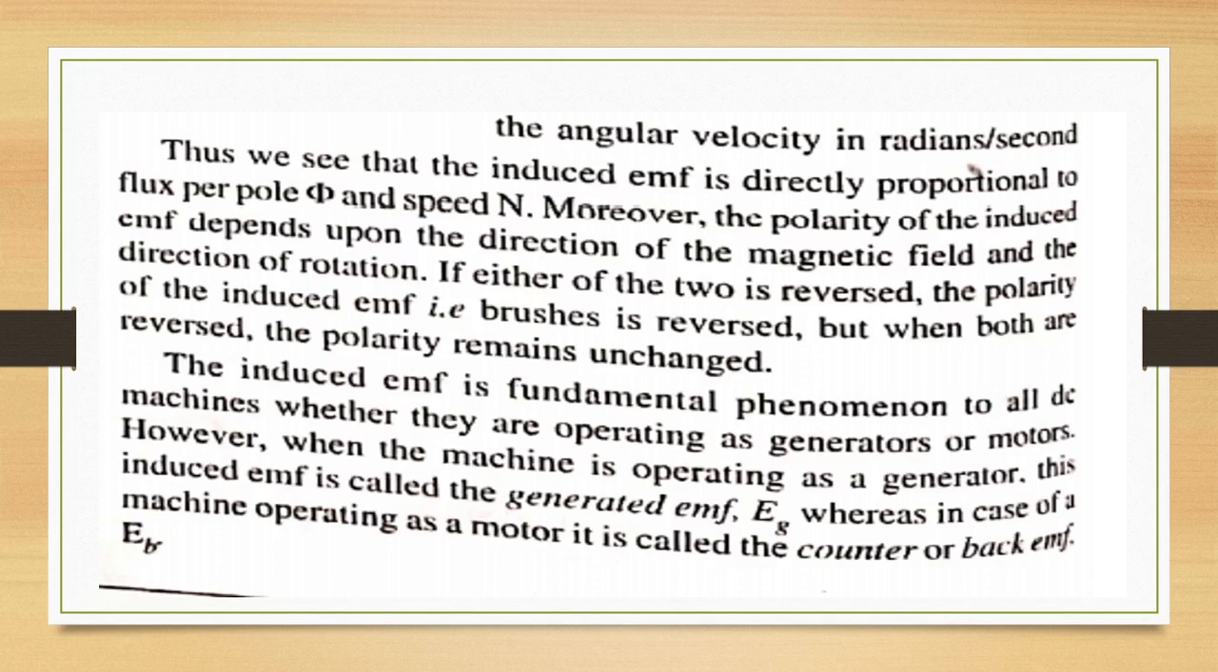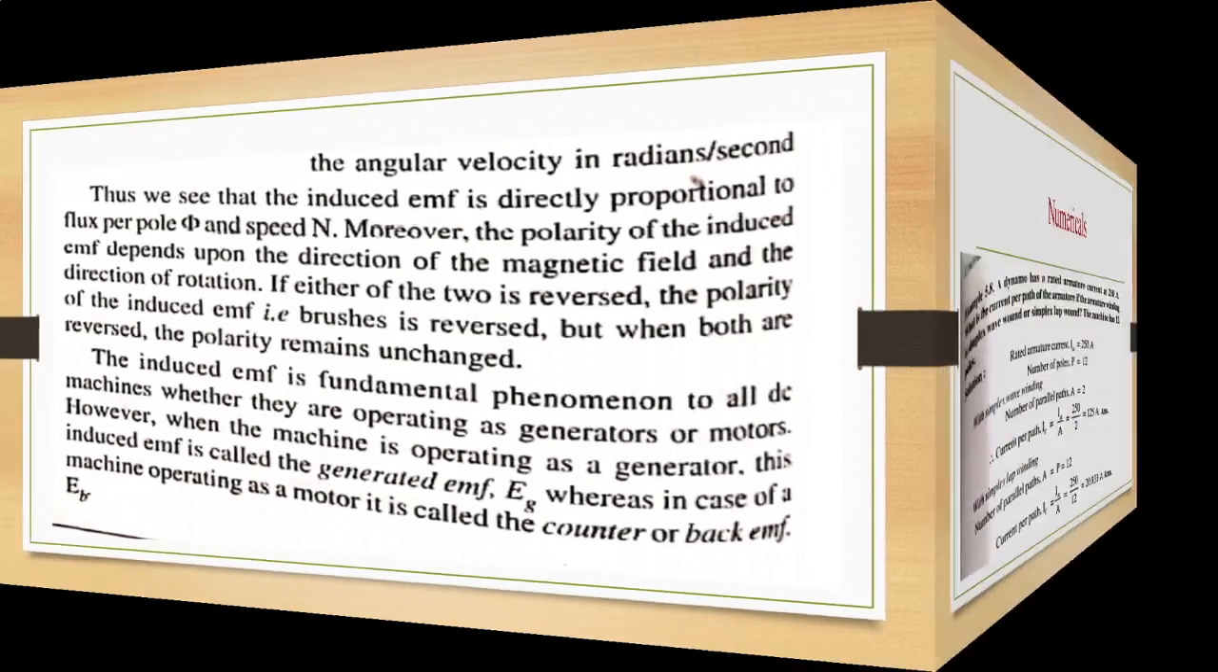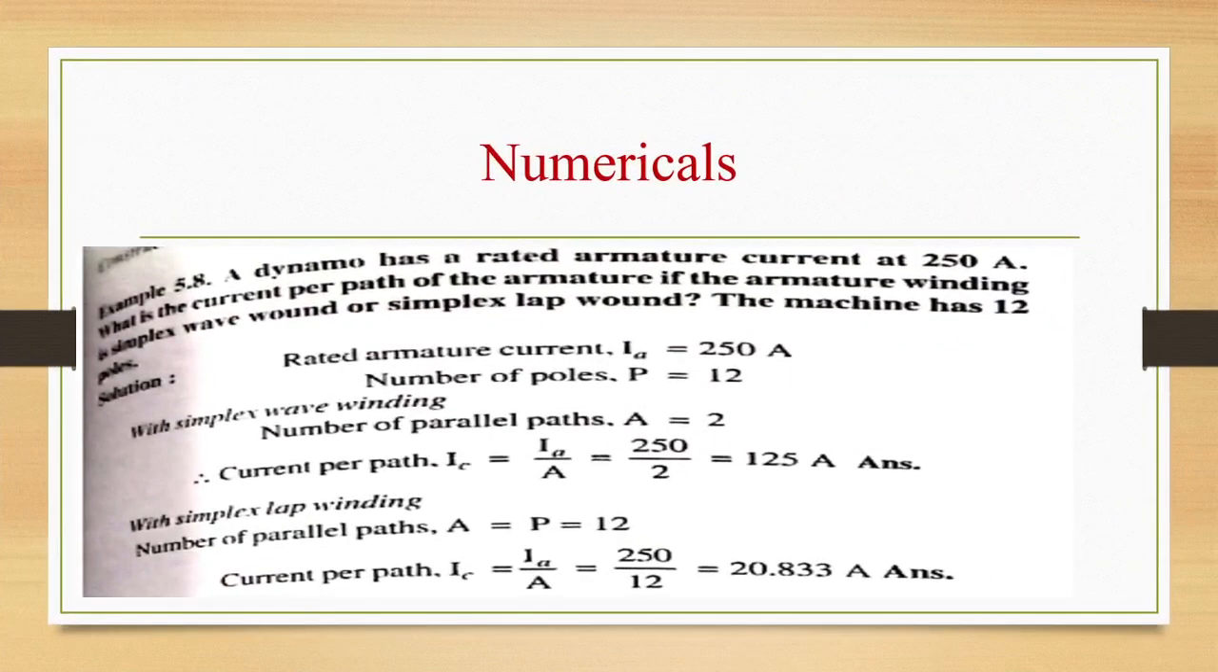EMF induced is a fundamental phenomenon to all DC machines, whether they are operating as generators or motors. However, when the machine is operating as a generator, this induced EMF is called generated EMF Eg, whereas in the case of a DC machine operating as a motor, it is called counter or back EMF Eb. So PφZn/60A is the EMF equation of a DC machine. When it is acting as a generator, it is called generated EMF Eg, and when it is acting as a motor, it is called counter or back EMF Eb.